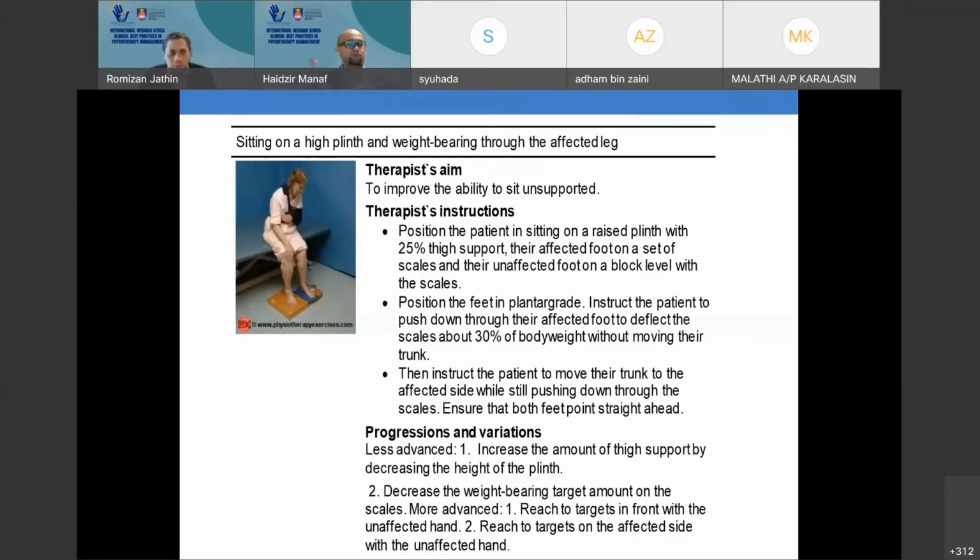For progressions or variations, for less advanced, because the concept of neurorehabilitation is from easy to difficult, or to advanced levels. First, increase the amount of thigh support by decreasing the height of the plane, and then decrease the weight bearing target amount on the scales. More advanced: number 1, reach to a target in front with the unaffected hand. Number 2, reach to a target on the affected side with the unaffected hand.